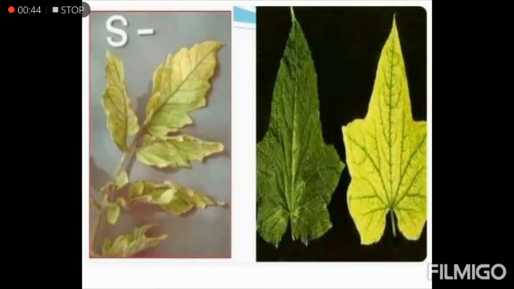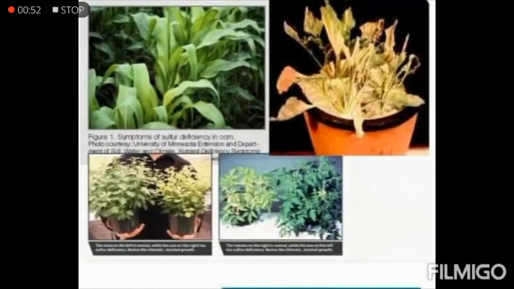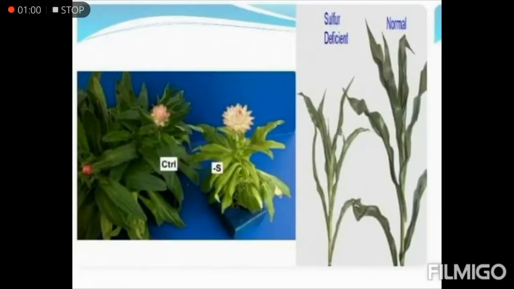Here you can see the deficiency of sulfur in this part of the plant, and here we have the yellow in the leaves. Here we have some examples: this is the sulfur rich component, and here we have the sulfur less component as well. Look here, we have stunted growth, sulfur deficiency, and the color of the leaf is changed.